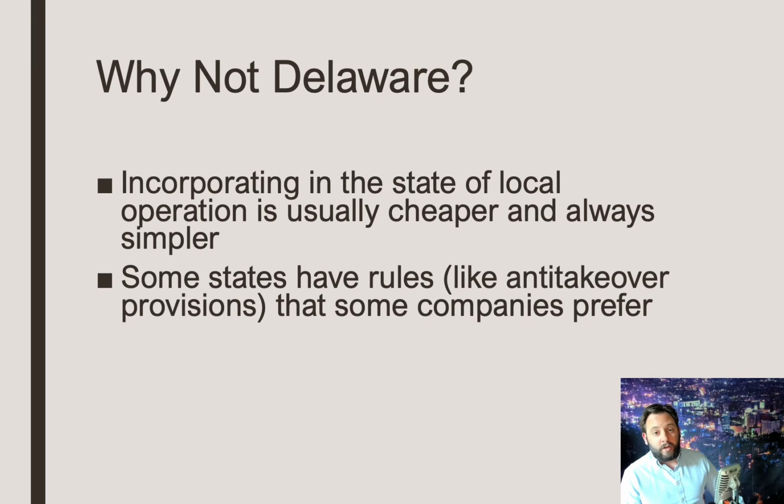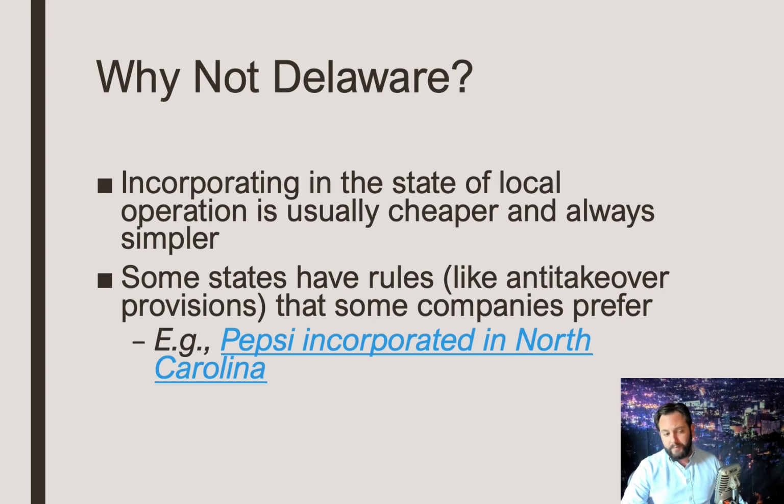Some states, your home state may have rules that you prefer, like anti-takeover provisions. So there are some states that make it harder for shareholders to take control of a company. Depending on whether you see yourself in the minority in the future, that may be something you prefer. And so there are certain companies that have made choices based on this. Pepsi is in North Carolina, for example, not Delaware, major corporation.